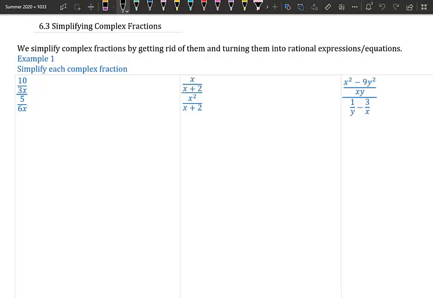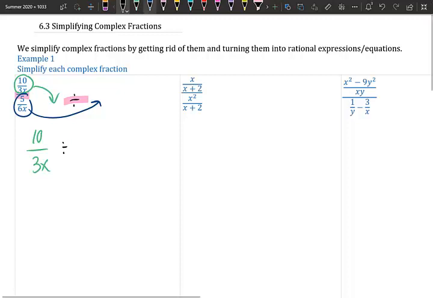This is technically division. Fractions are just division. So that little bar just means division. What's on top goes to the left, what's on bottom goes to the right. It goes in order. Top is first, bottom is second. So we'll have 10 over 3x divided by 5 over 6x. And again, that little division symbol came from the fraction bar.